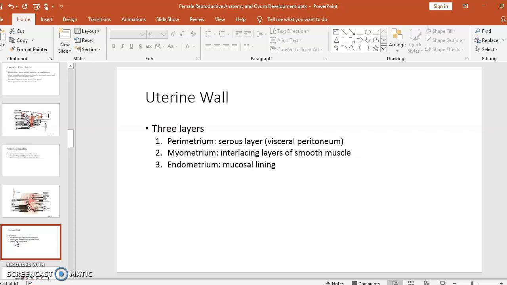Then we have the uterine wall. I'm going to end right here and we'll start at the uterine wall on the next video.